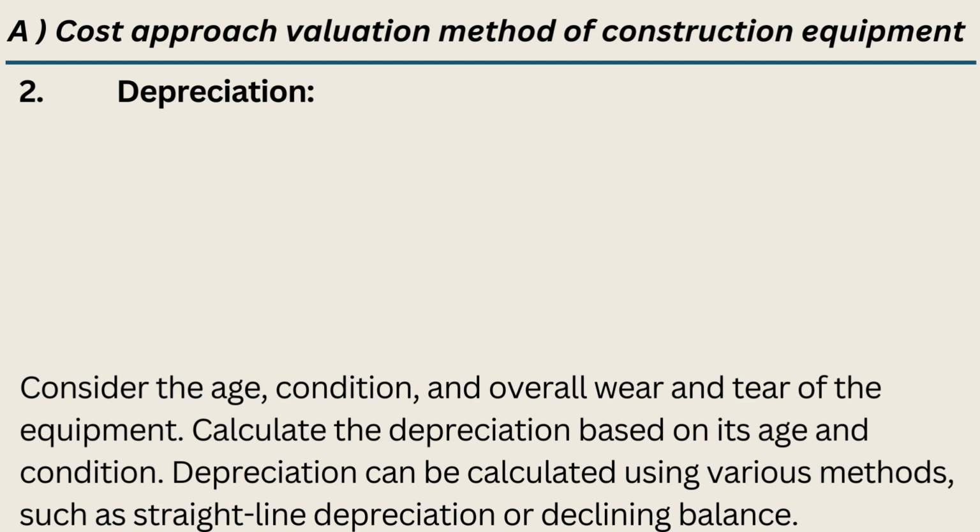2. Depreciation. Consider the age, condition, and overall wear and tear of the equipment. Calculate the depreciation based on its age and condition. Depreciation can be calculated using various methods, such as straight-line depreciation or declining balance.